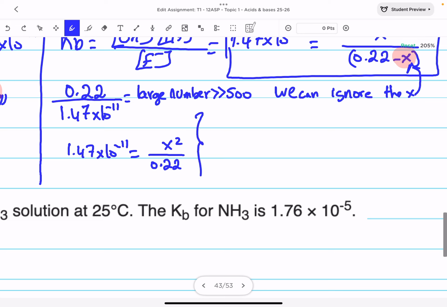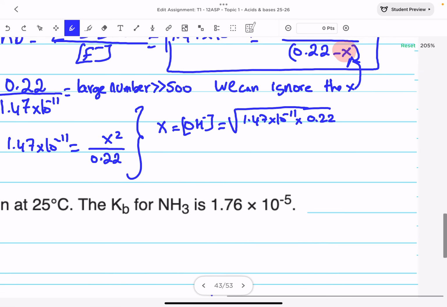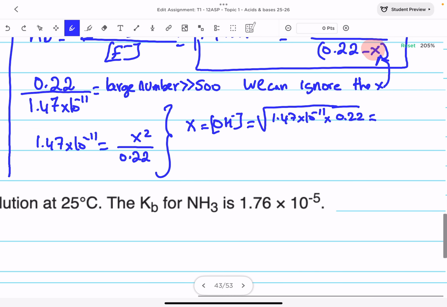Now, plugging this into our calculator, x, which is the concentration of OH minus, will be equal to the square root of 1.47 times 10 to the power negative 11 times 0.22, and that is equal to 1.798 times 10 to the power negative 6 molar. So that's the concentration of OH minus.